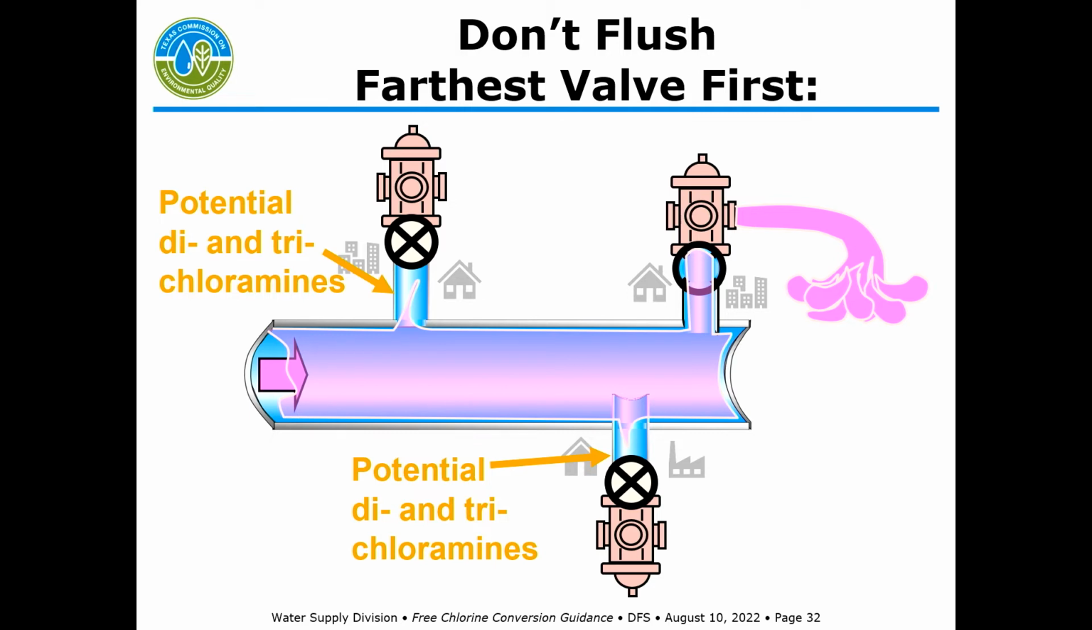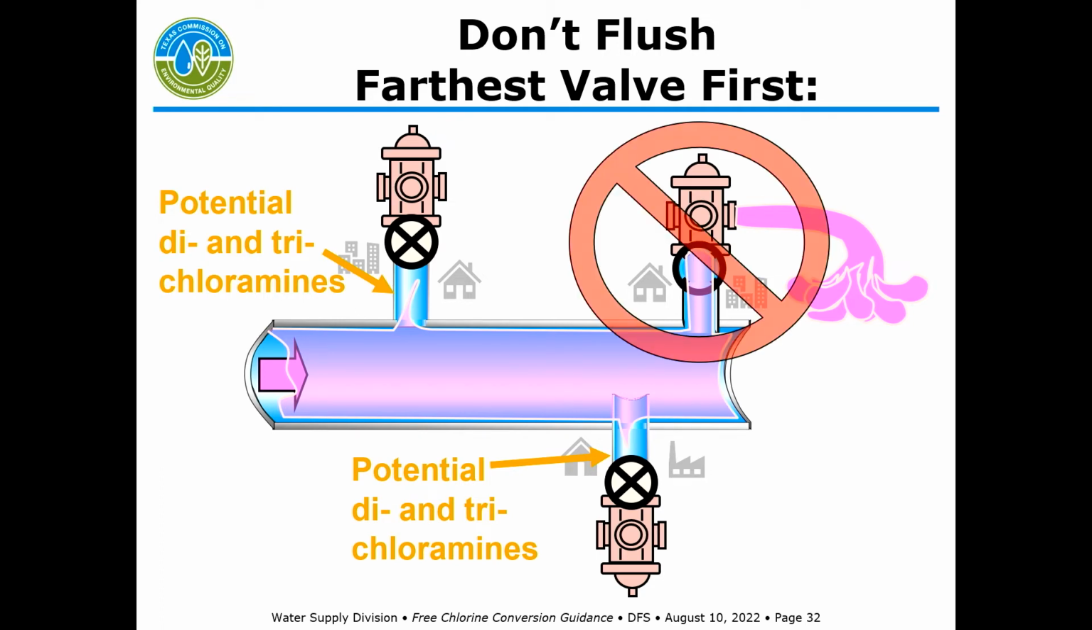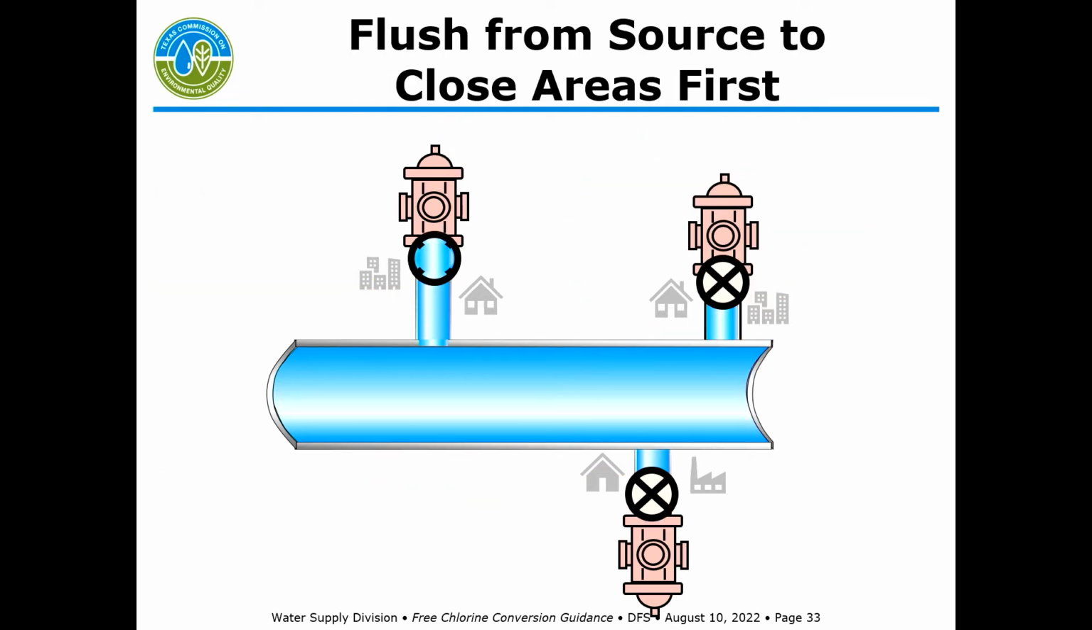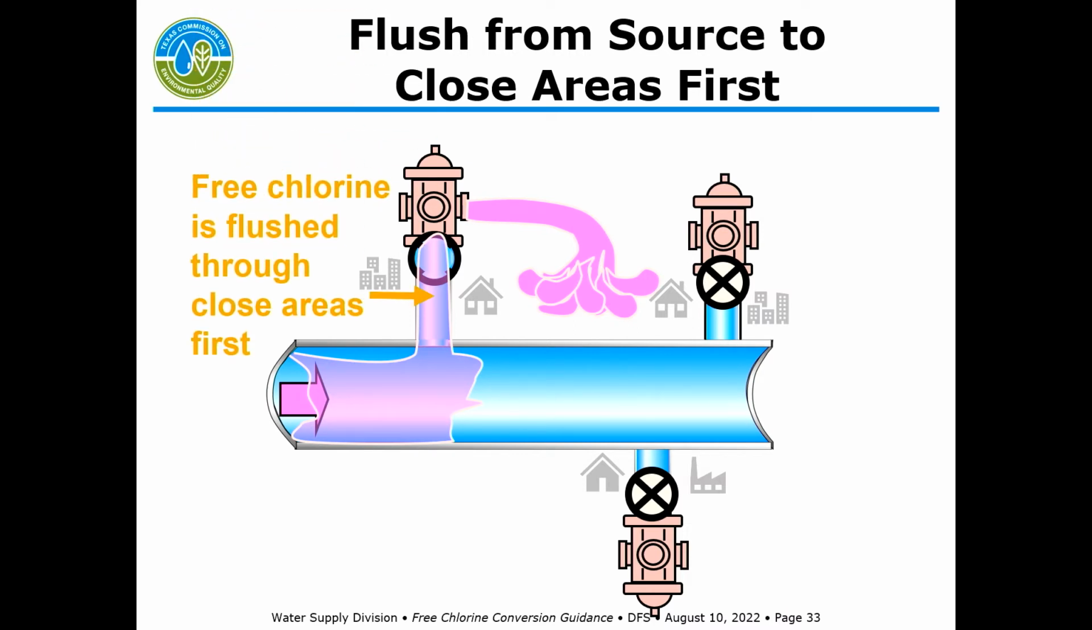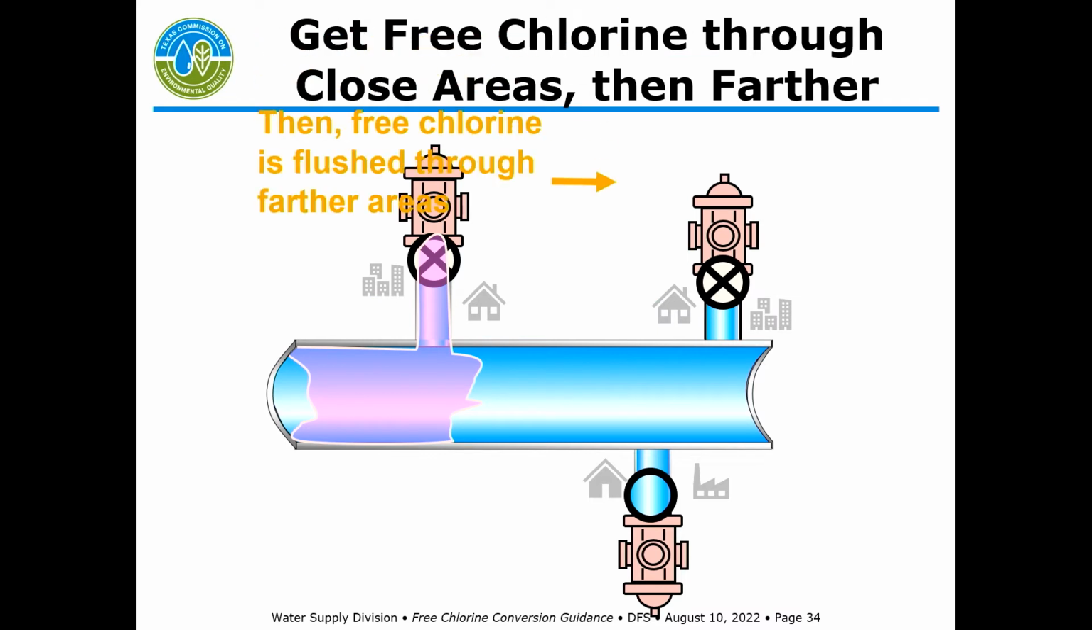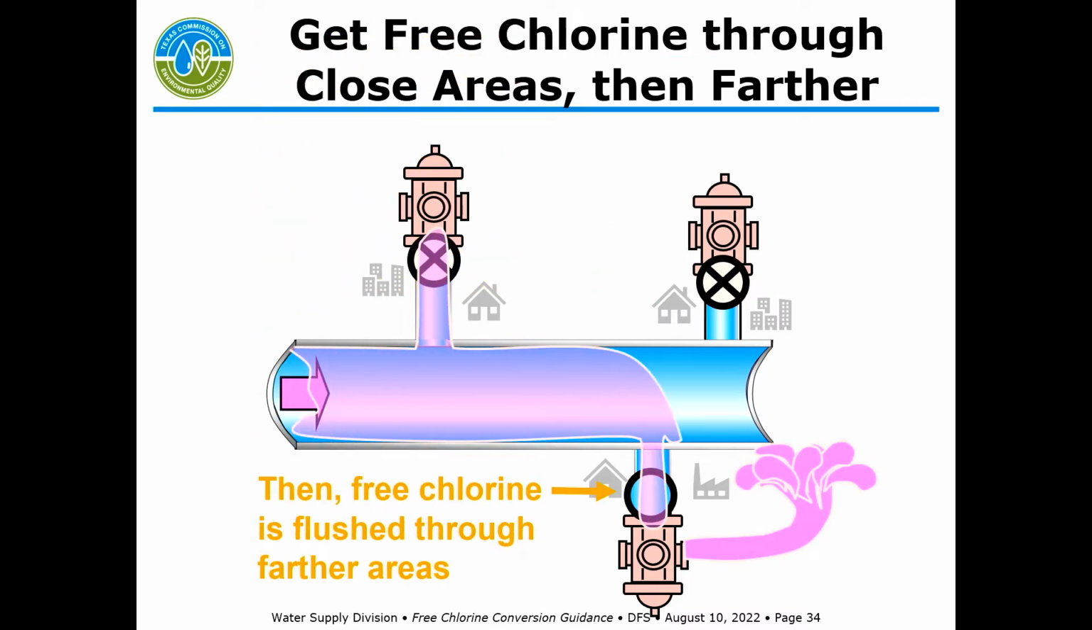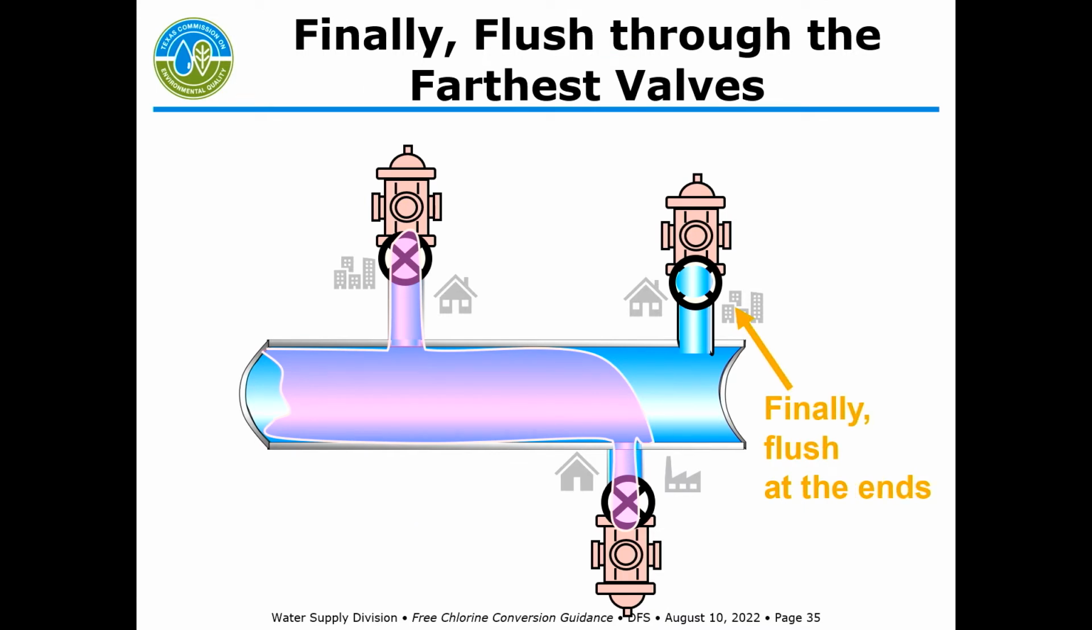So if you are flushing at the end, at the other parts here where you're not flushing, you only get a little bit of chlorine going in there, and that's when you can start having problems with dichloramine and trichloramine. So it's really not a good idea to flush at the end. Instead, you flush from the source to the closest place first, then you move on to the further areas, middle areas, and then finally you get to flush at the ends.